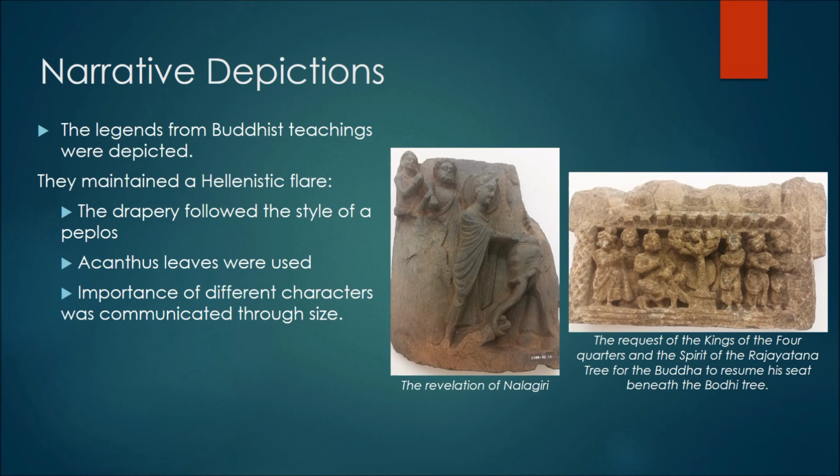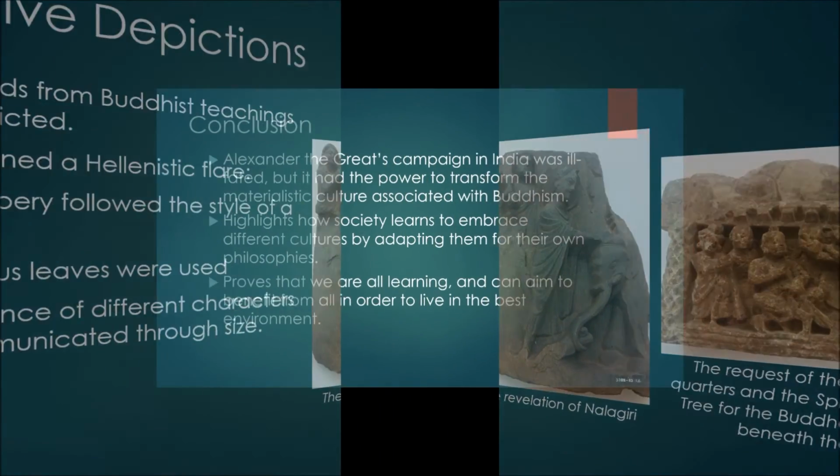The drapery imitated the traditional Greek attire, peplos. This relief portrays the legend of the Buddha aiding the ferocious elephant Nilagiri to find peace within itself. As you can see, it seems odd for the elephant to be smaller than the Buddha. However, this method was used by the Greeks. Larger the size of the character meant that it was more significant.